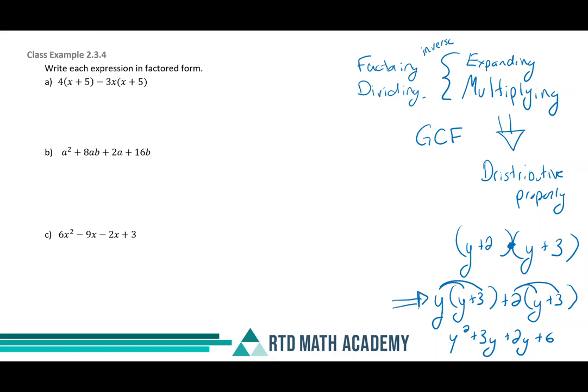This line looks awfully a lot like this one right here in question A. So it looks like I've got a 4 and I'm multiplying it by an x plus 5. And then I've also got a negative 3x and I'm also multiplying it by an x plus 5. So it's almost like that x plus 5 is the actual common factor to both of those two terms.